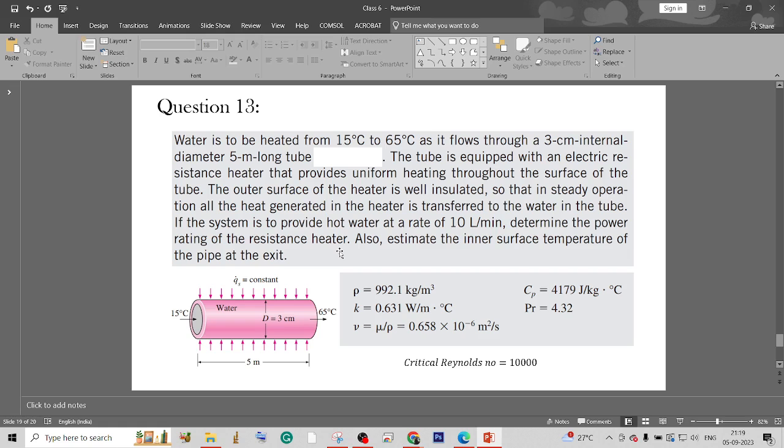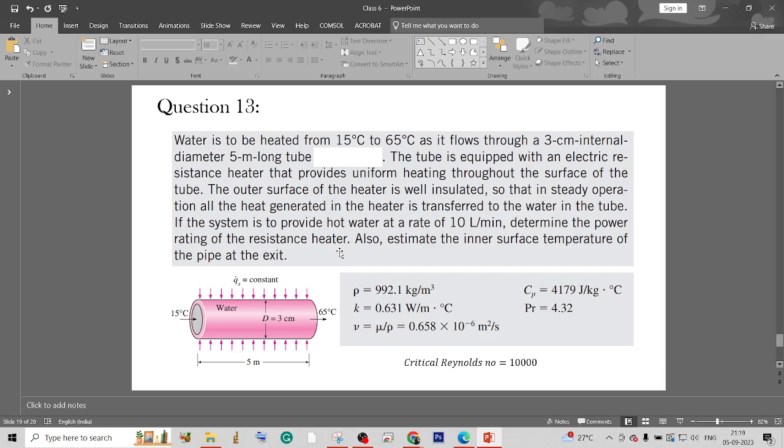Now what is said is that we also estimate the inner surface temperature of the pipe at the exit. Okay, just 1 second. See, we know the heat transfer rate, and from it, if we apply h delta T, we can do that easily.